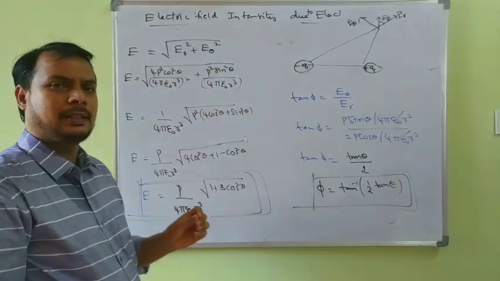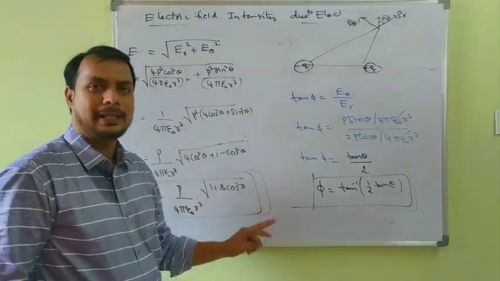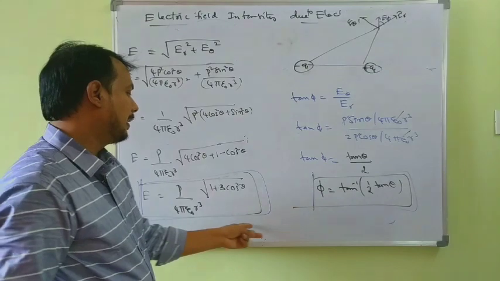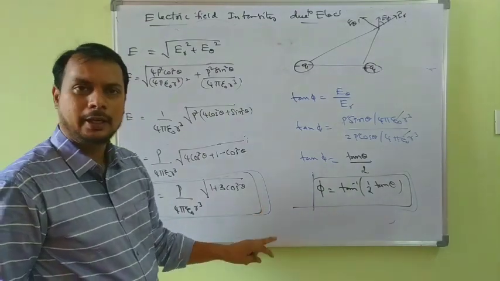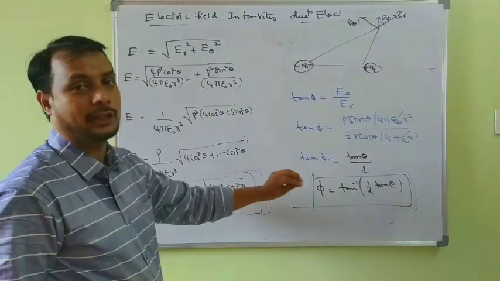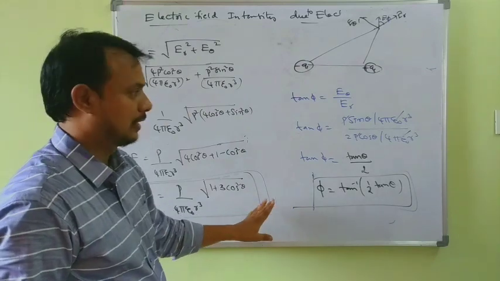You can place theta value 0 for the axial line. Here also theta is equal to 90 for the equatorial line. You will get the magnitude and direction of the electric field intensity.